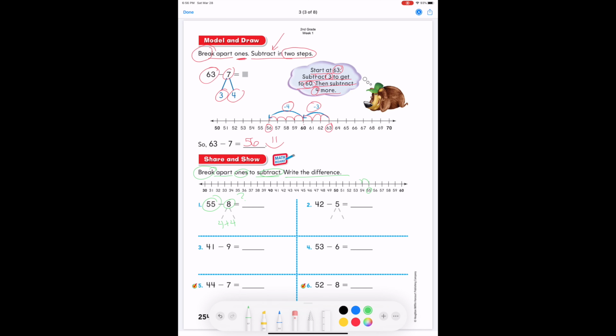So if we start at 55 and we jump backwards 4 times, we're going to land on 51. But we still need to jump 4 more times. 1, 2, 3, 4. That's 4 plus 4 equals 8. That's 8 jumps backwards. That's the number 47. Our answer is 47.